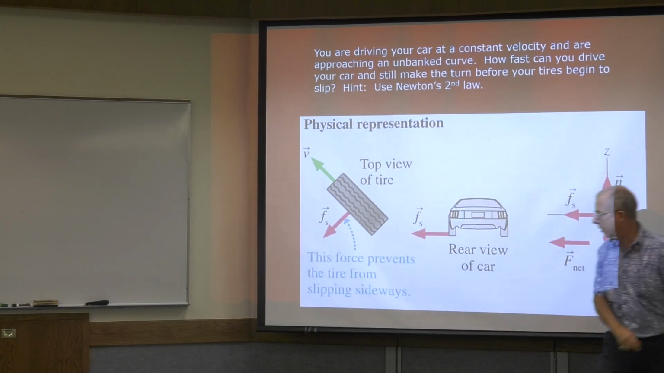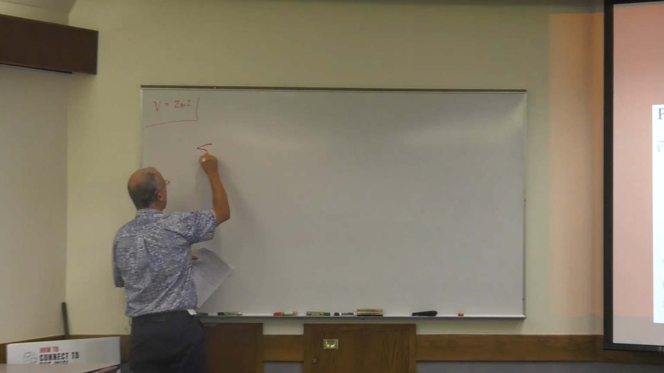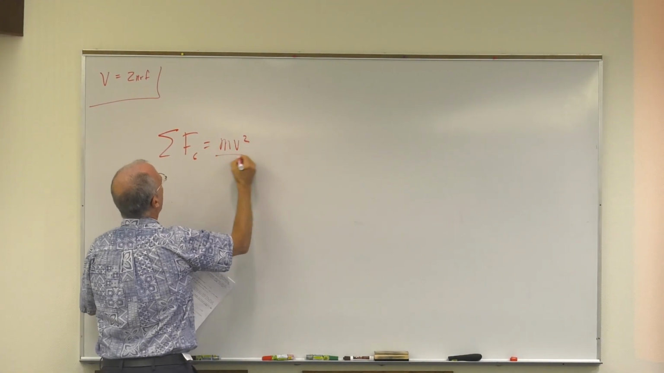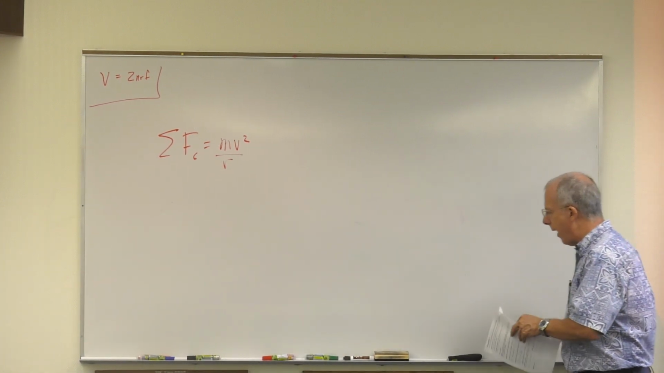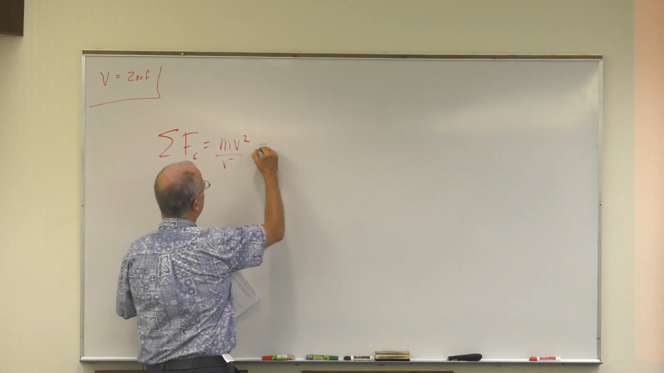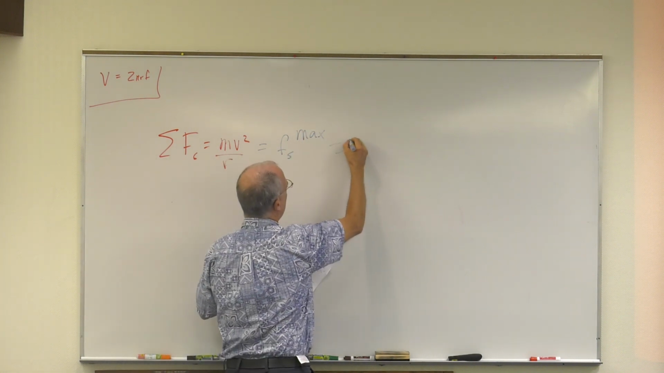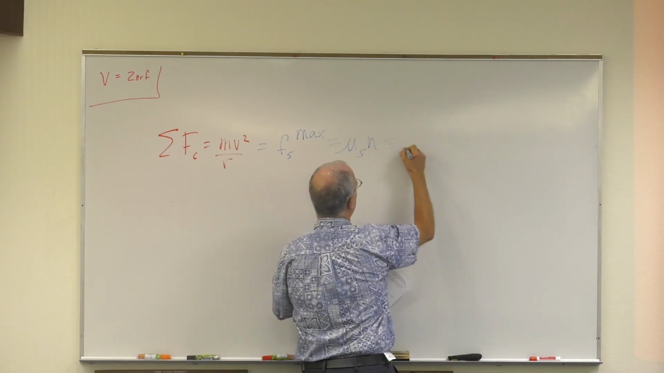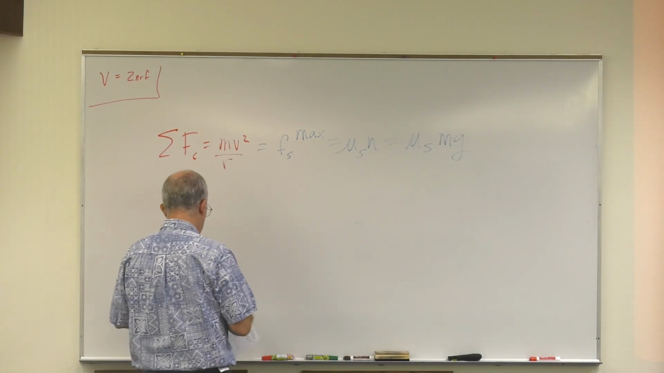This is the centripetal force. So you do what you always do. We just write down the sum of the centripetal forces equals mv squared over r. That's always true. But you have to identify the centripetal forces. Well, the centripetal force is only one. It's Fs max. We're going to skip some steps now, which is mu s n. And what's n? It's the weight, no kidding. So it's mu s mg. So we want to get the velocity.